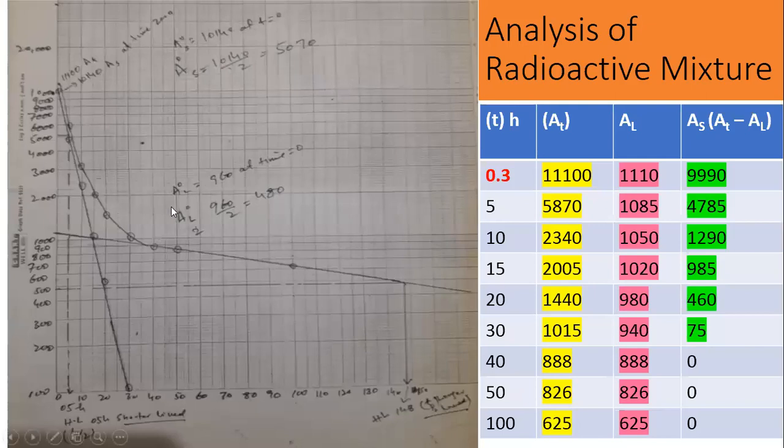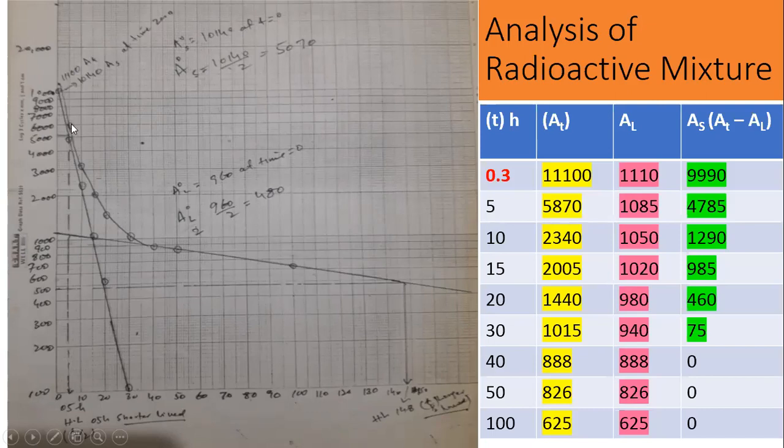Actually, I have manually plotted this graph, and I'm going to explain it here. Let's suppose the first plot is at time 0.3 hours. The total activity is 11,100. So 0.3 is very close to zero, so I have plotted the point over here. This is 11,100. Similarly, 5870 at 5 hours.